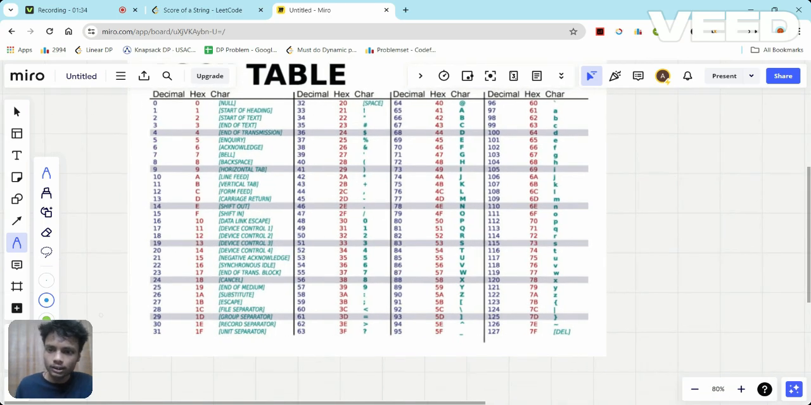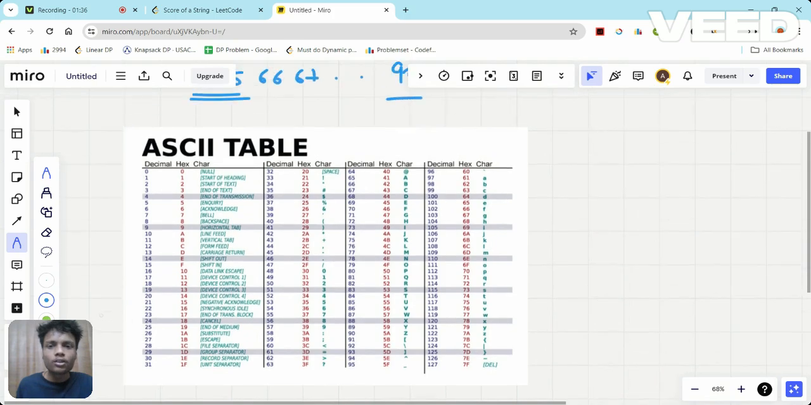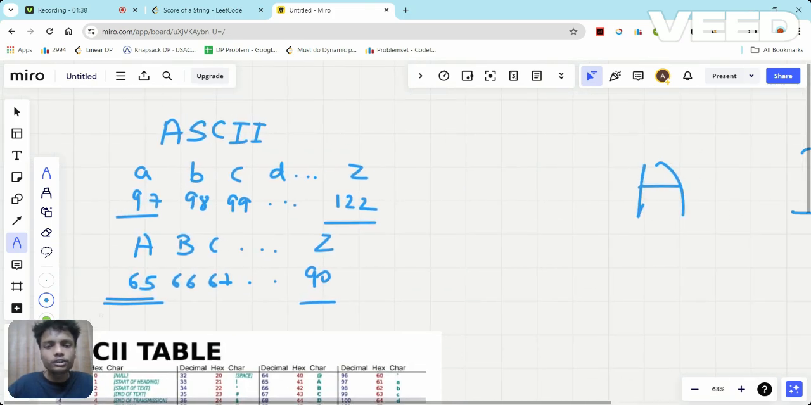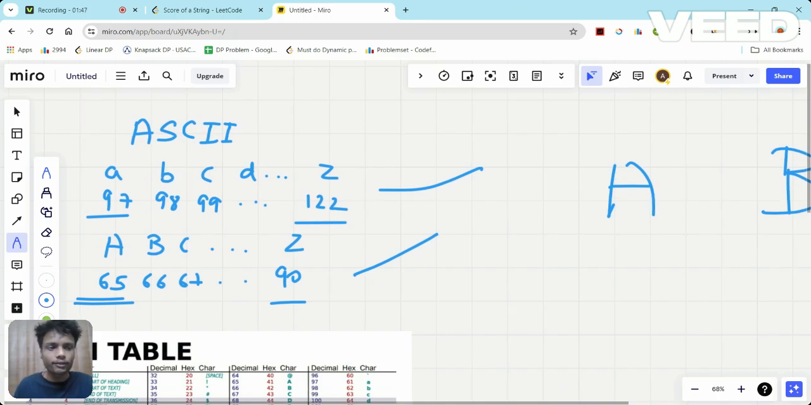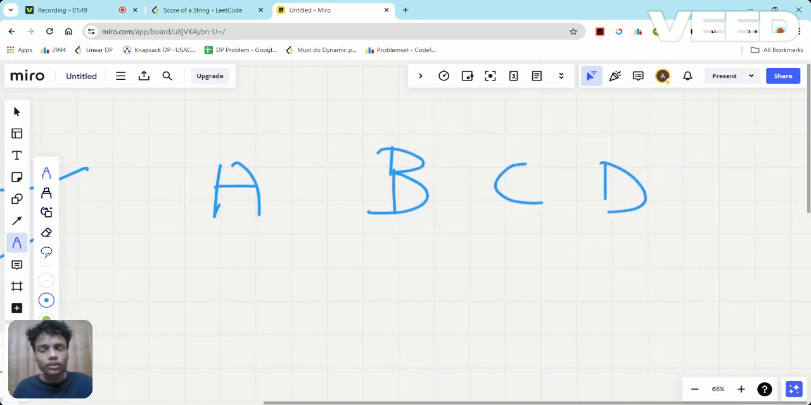Here you will find all the ASCII values. For this question, we only require these two pieces of knowledge: for small letters 97 to 122, and for capital letters 65 to 90. That's it. Suppose we are given a string ABCD.